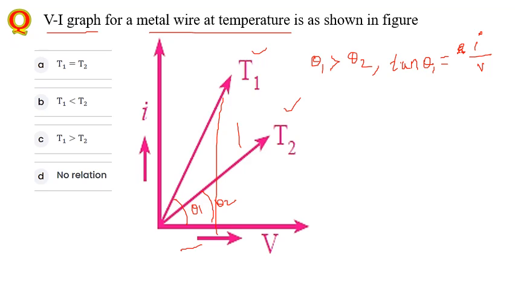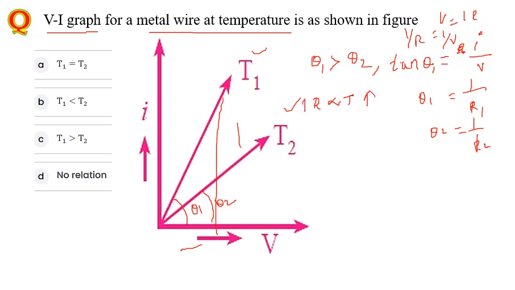According to Ohm's law, V is equal to IR, or you can mention R is equal to V by I, or even 1 by R is equal to I divided by V. For this one I just mentioned tan theta 1 is equal to 1 by R1, that resistance I just mentioned as R1 here. Similarly, tan theta 2 is equal to 1 divided by R2. Another relation here is, as the temperature increases, the resistance will also increase. So temperature and resistance are directly related. As the temperature increases, resistance will also increase. Temperature decreases, resistance will also decrease.